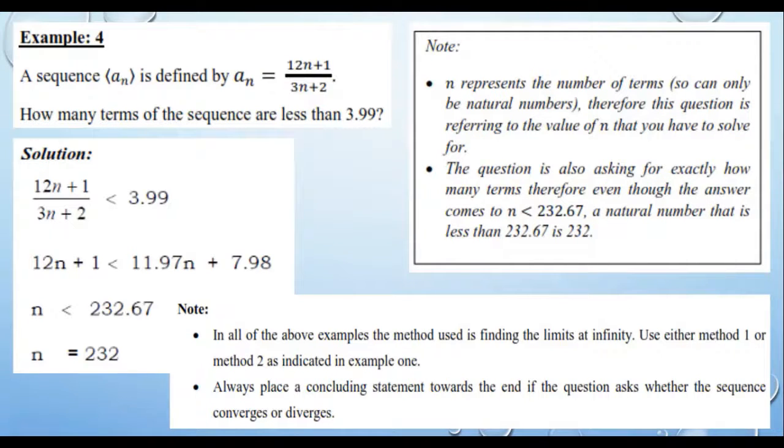Method 1 and method 2 are indicated in example 1. Always place a concluding statement towards the end if the question asks whether the sequence converges or diverges. So you always have to put the concluding remarks. And you can always use method 1 and method 2. Method 1 is dividing by the highest power, and method 2 is using L'Hopital's rule. So please take note of all these things and answer the activity questions that you have to solve.